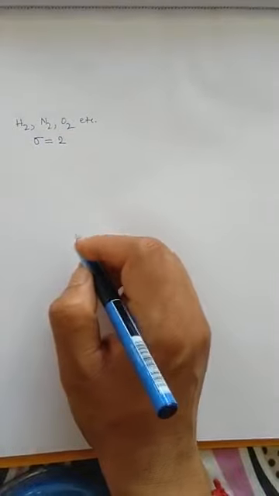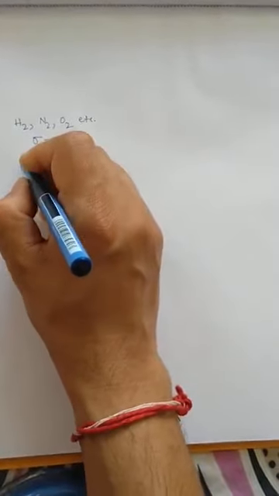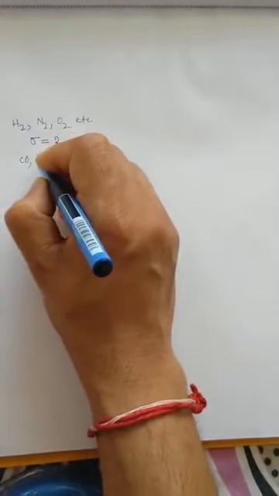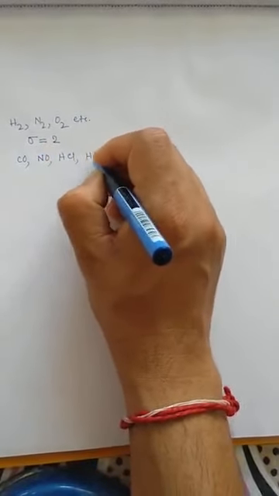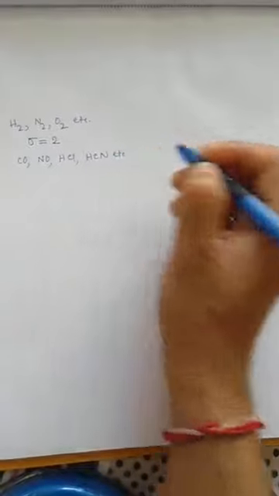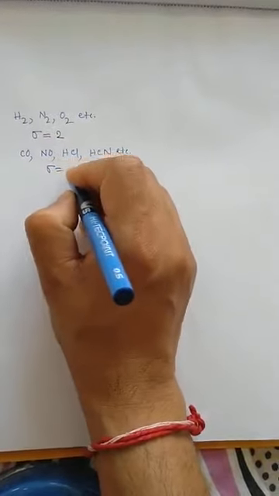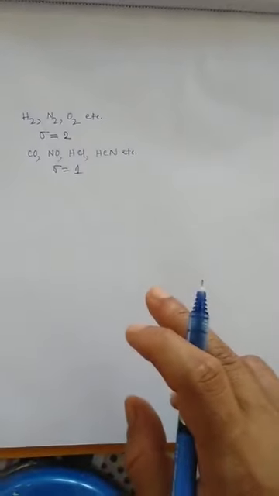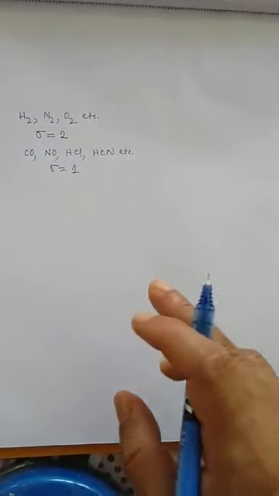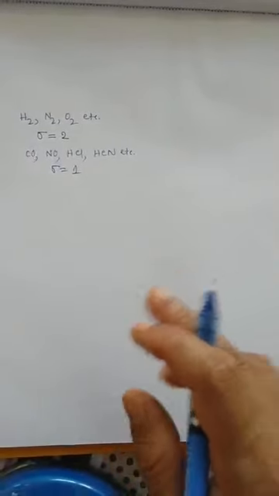And for heteronuclear diatomic molecules like CO, NO, HCl or HCN, etc., an identical structure will appear only after rotation of 360 degrees. That means for this type of molecule, sigma equals 1. So we have to always keep in mind the symmetry number in the homonuclear and in both heteronuclear cases.